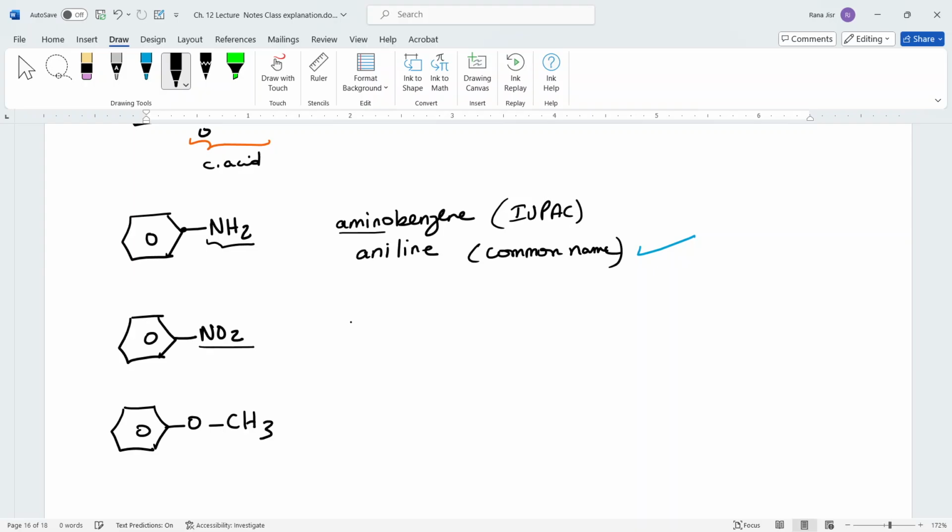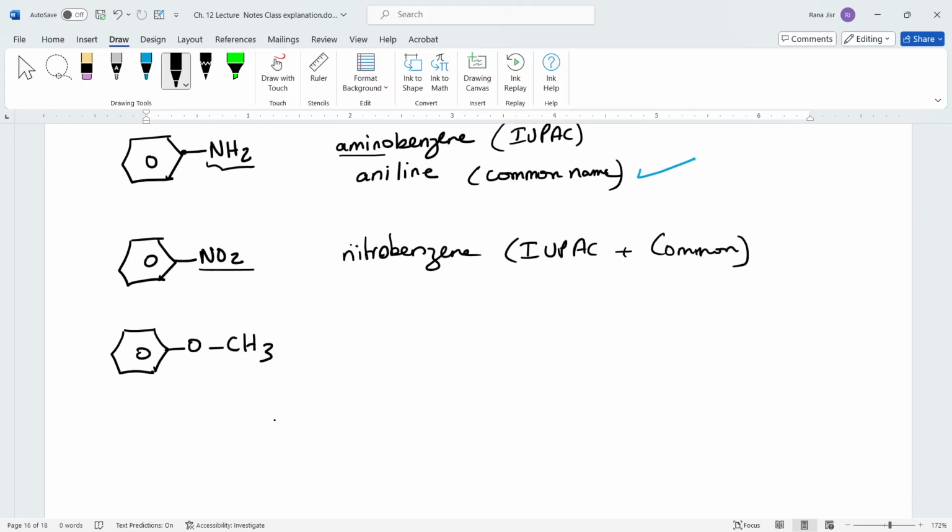For this structure, this is an NO2 and it is nitro. I just want you to see the difference between the amino and the nitro. The nitro is NO2 and that is called nitrobenzene. And this is going to be both the IUPAC and the common.